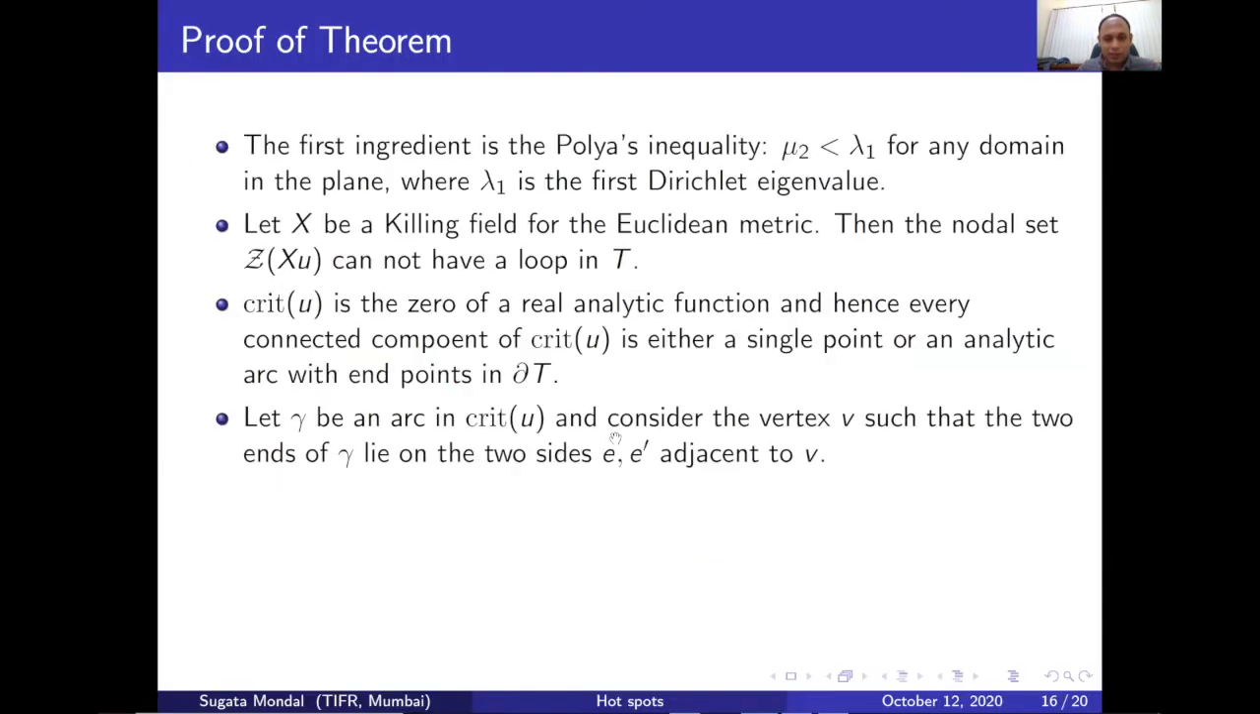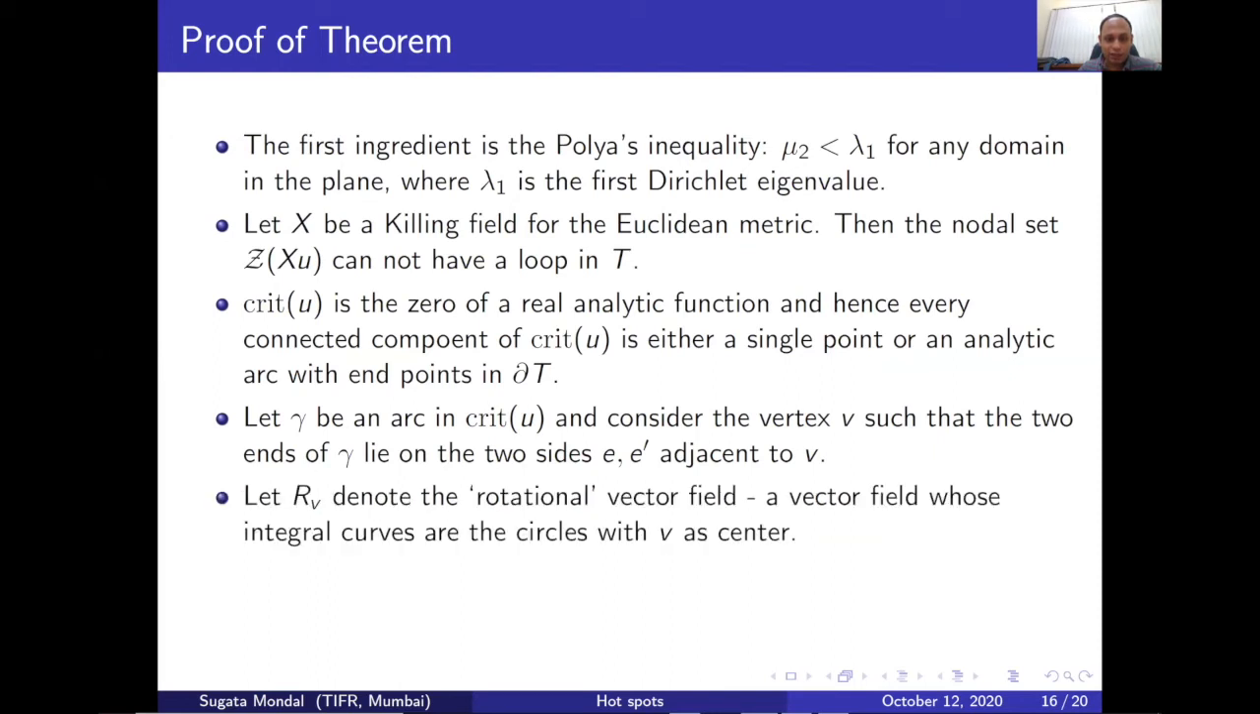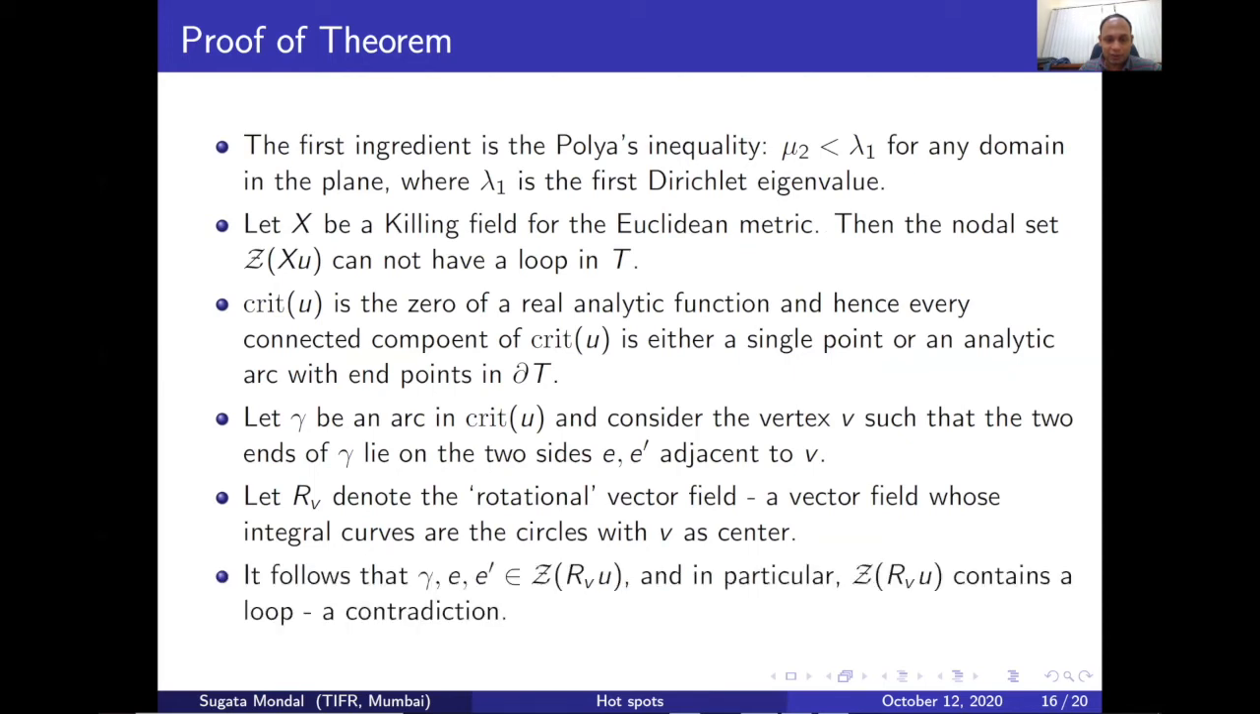Okay, so that is basically what I have tried to say here. Gamma is the arc in there, and you look at the vertex where the endpoints of this curve gamma lie, and then you take a rotational vector field nicely, and you get a contradiction to the second point in this slide. So we find that the nodal set Z of XU has a loop in the triangle.